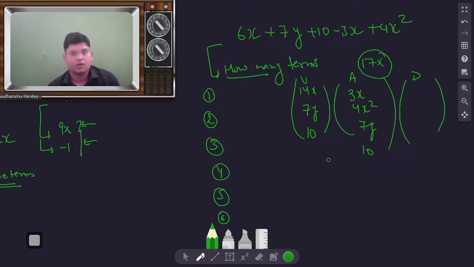Yes, sir. How many terms are there in this question? Sir, one term. How did you get one term? Sir, I heard 10. Sorry. How many terms are there? This is the question, beta. Can you see this?